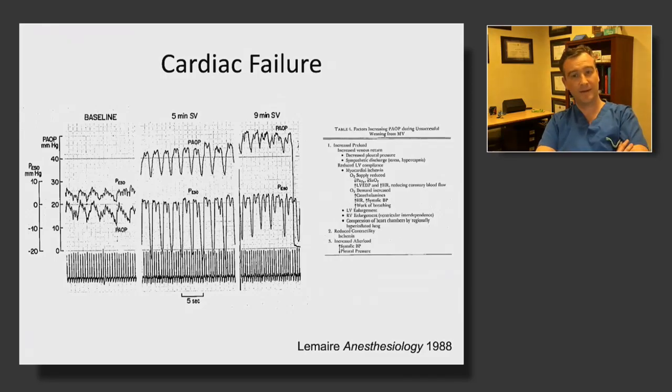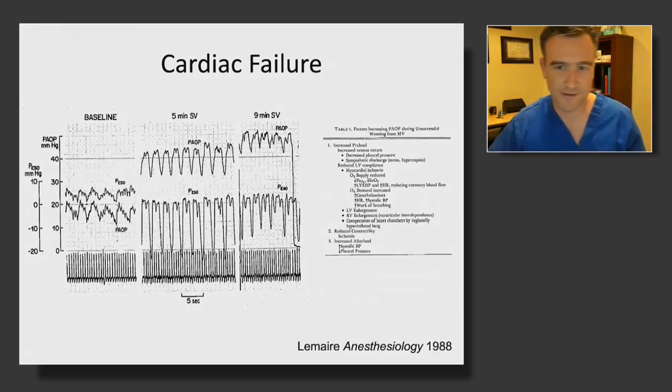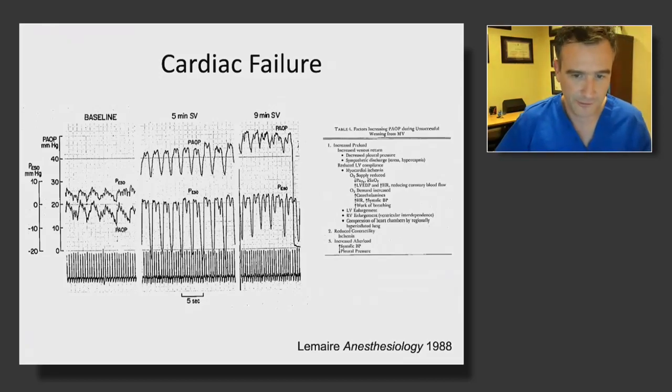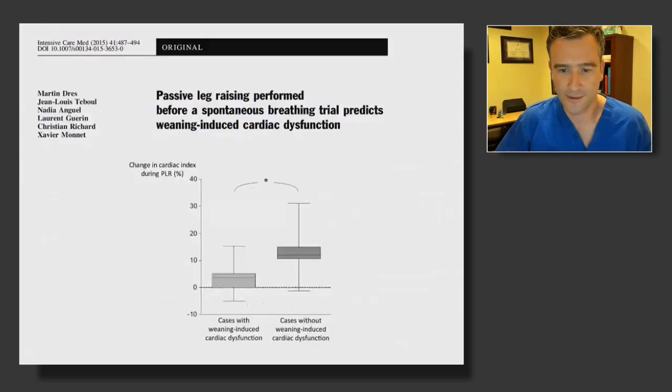And at 9 minutes, the wedge pressure is even higher. And so the patient's progressively going into acute left heart failure and acute pulmonary edema. And interestingly, at the 9-minute mark, you see the swings in esophageal pressure are actually attenuated, which suggests that possibly this patient's developing acute respiratory muscle fatigue. So this is the classic pattern of weaning-induced pulmonary edema.